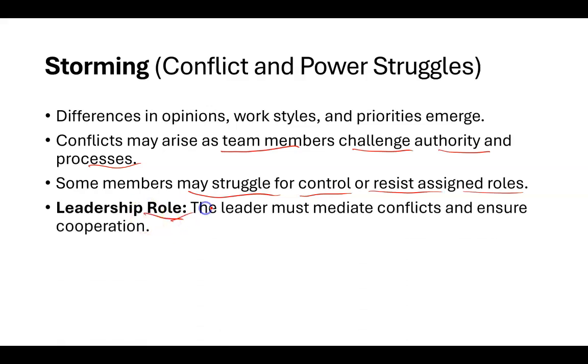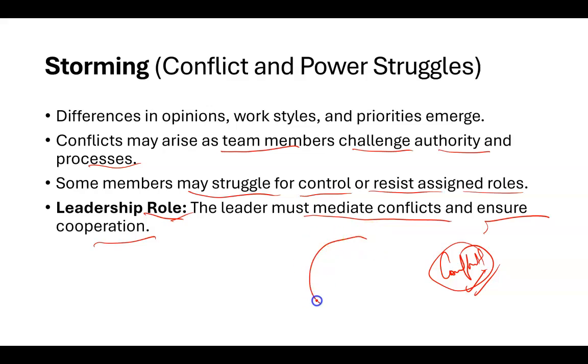And then what is the role of leadership over here? The leader must mediate conflict. So obviously conflict is going to happen. This is not going to stop, right? This is inevitable at this stage, but the role of the leader becomes very crucial because he's the one who can mediate conflict, try to ensure cooperation, and make them understand what the larger goal is, right? What is more important? It is not about your opinion or my opinion. It is about what the goal of the team is and for which we are here.